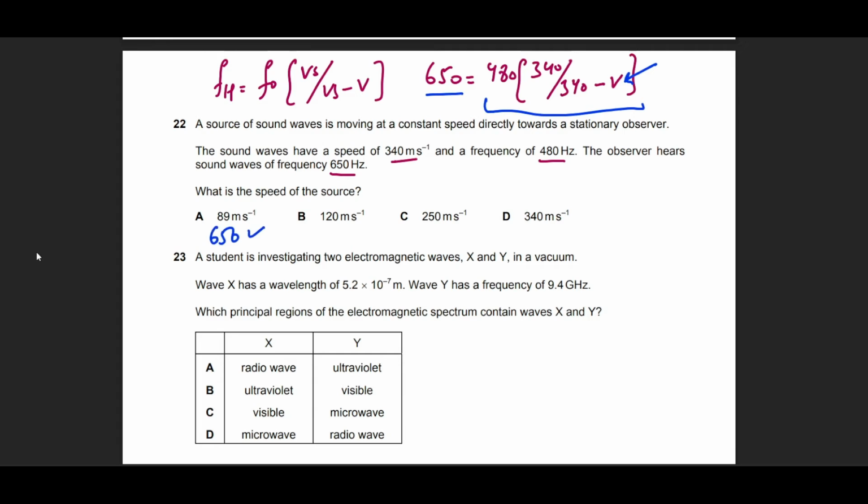But let's solve for the other options as well. So B gives me 741, C gives me 1813 hertz, and 340 gives me an infinite answer, because this will become 340 divided by 0, which is a math error, which is not possible. And although this is also a mathematically incorrect answer, because we don't know what happens if you divide anything by 0. But anyways, the best answer for 22 is option A.